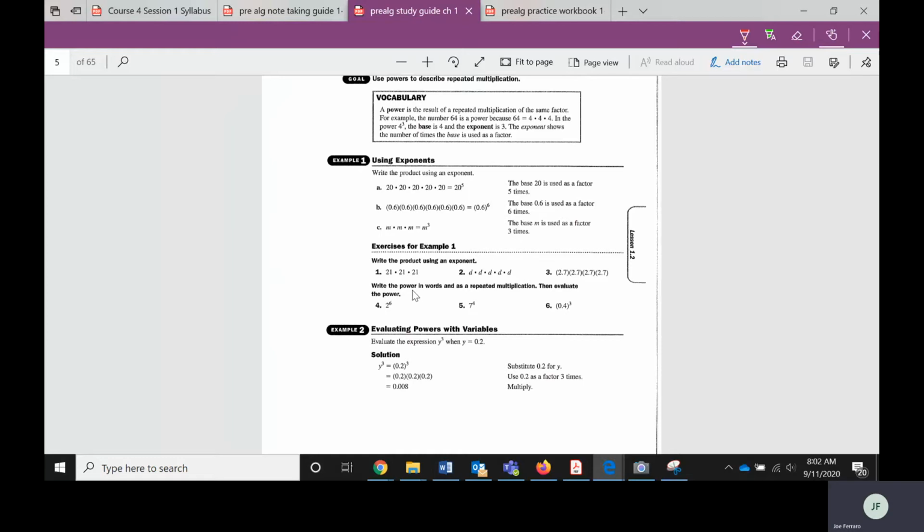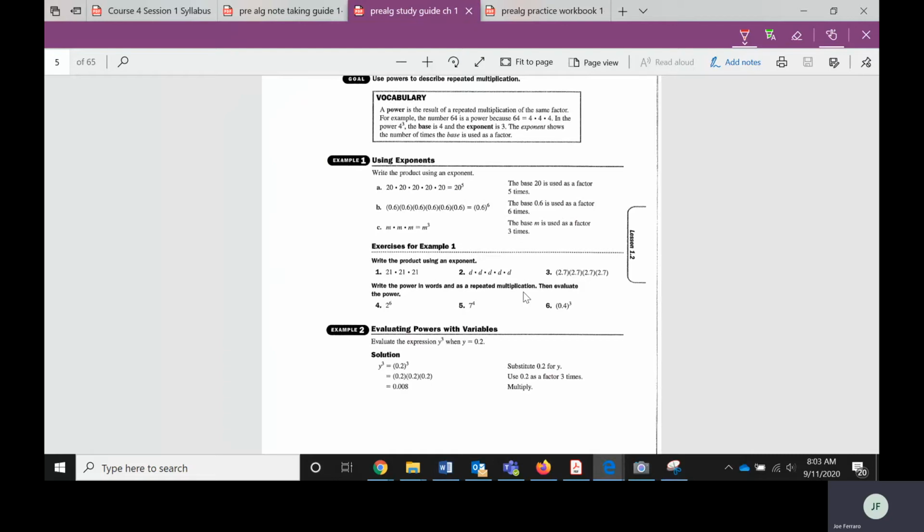Here, I'm not too big on this. It says write it out in words, and then as a repeated multiplication. This is the more important part, to know that 2 to the 6th is 2 times 2, 6 times. And then it says then evaluate the power. So just know if we're taking a test and it says both of those, you need to do both.